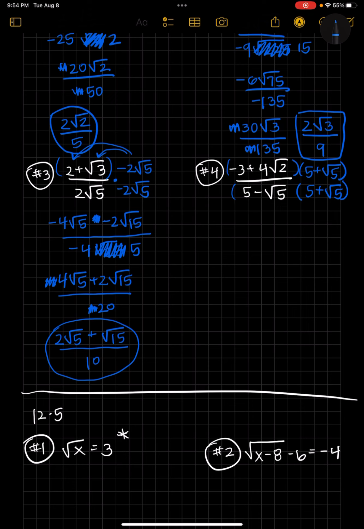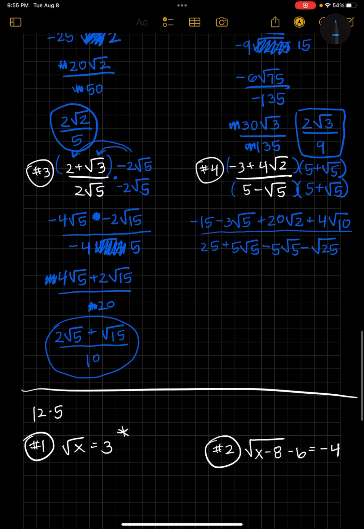So we're going to have to FOIL both the top and the bottom. When I FOIL the top, I'm going to end up with negative 15 minus 3 root 5 plus 20 root 2 plus 4 root 10 over, now I'm going to FOIL the bottom, 25 plus 5 root 5 minus 5 root 5 minus root 25. So the top can't be simplified, we just leave it like that.